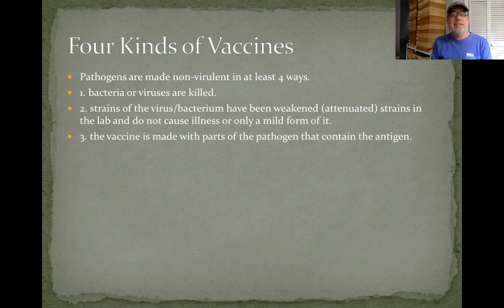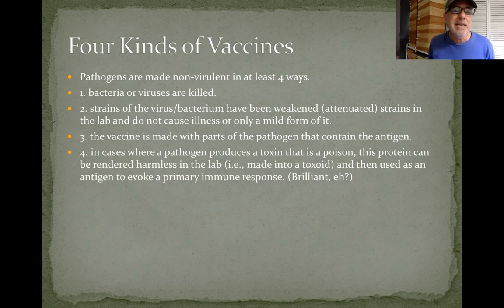3, a vaccine is made with parts of the pathogen that contain the antigen, but not the whole pathogen, so the pathogen can't actually attack your cells, but the immune system sees the antigen and creates memory B and memory T cells. And 4, in cases where the pathogen produces a toxin that is a poison, this protein can be rendered harmless in the lab and then used as an antigen to evoke a primary immune response.